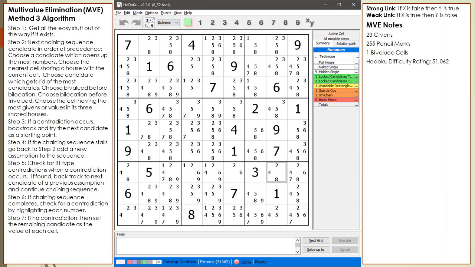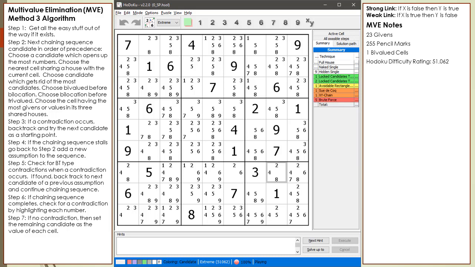Consider the following Sudoku. This puzzle has 23 givens, 255 pencil marks, and one starting by-value cell. Sudoku has rated this puzzle as having a difficulty level of 51,062. To solve this puzzle, Sudoku's puzzle solver used the 7 base techniques, 1 avoidable rectangle, 1 Sudoku, 1 XY chain, and 5 brute force techniques.